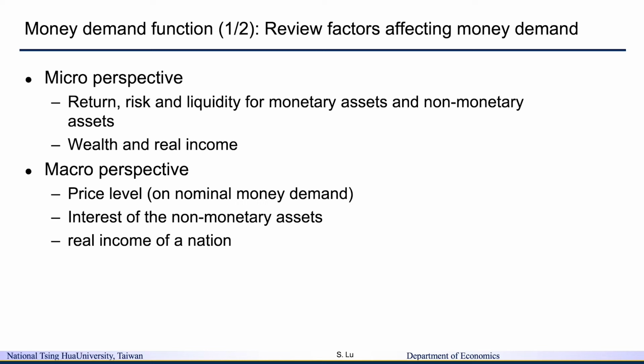Okay, so to begin with, we want to talk about the money demand function, which are equations that describe the quantity of money demanded. So we want to review what we talked about last time about the factors affecting the money demand. It can be either from the micro perspective or from the macro perspective. From the micro perspective, the return, the risk, and liquidity for the monetary assets and the non-monetary assets will all affect the money demand.